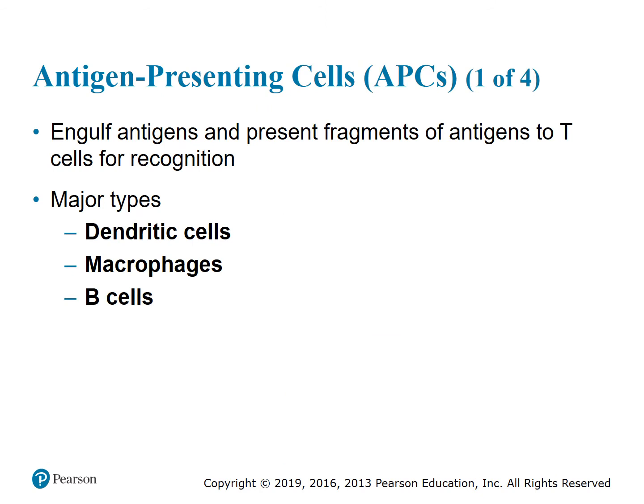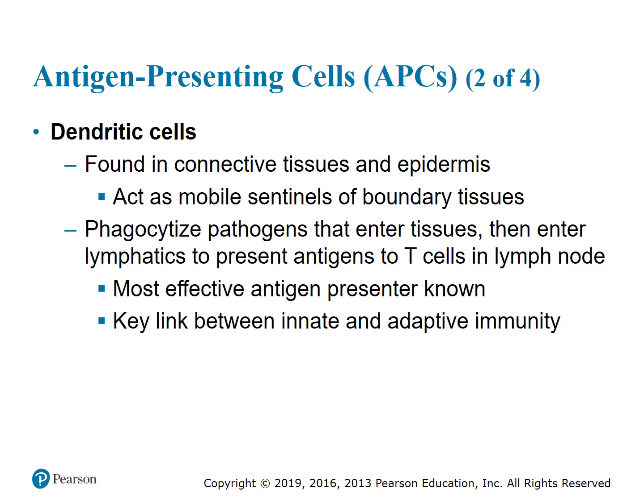Antigen-presenting cells. These engulf antigens and present the fragments of the antigens to T cells for recognition. There are 3 major types: dendritic cells, macrophages, and B cells. Dendritic cells are found in connective tissues and the epidermis. They act as mobile sentinels of boundary tissues. They phagocytize pathogens that enter the tissues, then enter the lymphatics to present antigens to T cells in lymph nodes. It's the most effective antigen presenter known, the key link between the innate and the adaptive immunity.